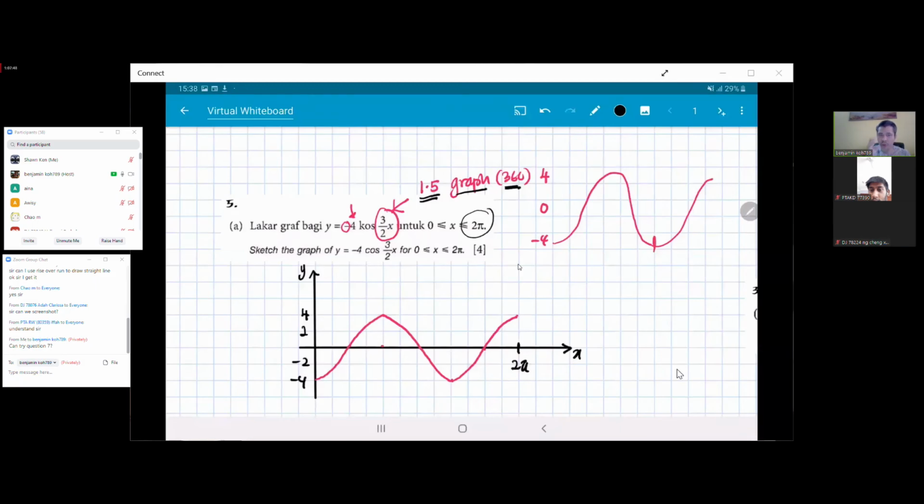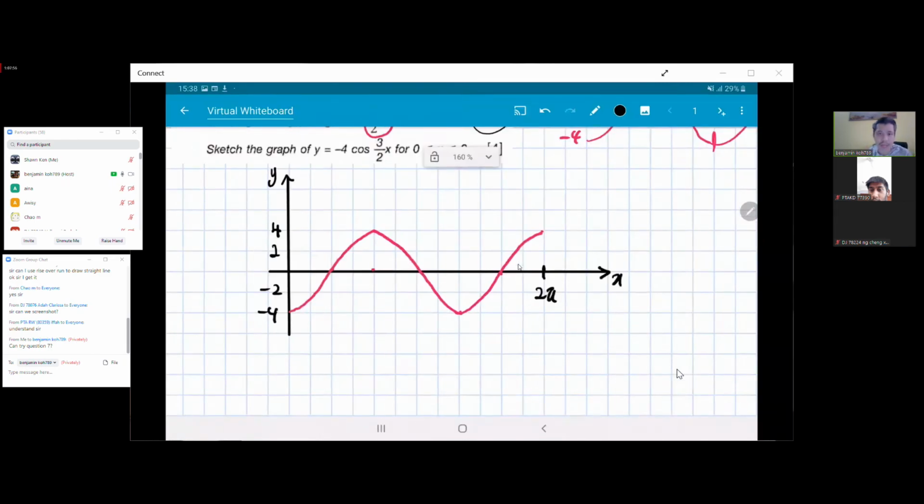Now how do I label? Okay. Now in order to label, to make it easy, what I'm going to do is I'm going to count the bahagian. So you follow me. This is 1, 2, 3, 4, 5, 6. Nampak? Every 2 box. So 1, 2, 3, 4, 5, 6. So 6 bahagian. Bagi 2 will give you 3 bahagian. That means 1, 2, 3. So 1, 2, 3. This will be pi.